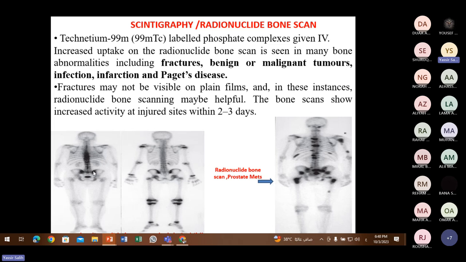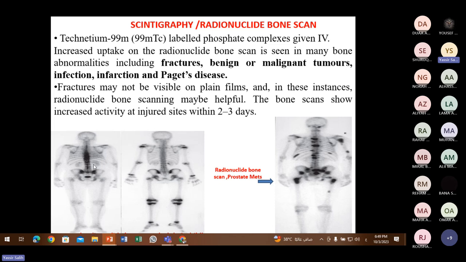What is this joint? Yes, what is this joint? What is this bone? The hip bone. Which part of the hip bone? Iliac, and this is the sacrum. The sacroiliac joint shows increased uptake, so it is a bit darker. And some of the spine, maybe the clavicle and the scapula, ribs can show a normal uptake.